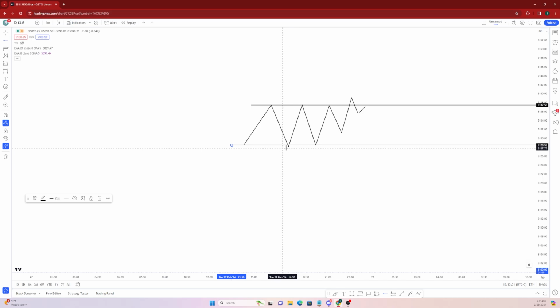Right on the opposite side of this low point right here. So traders getting long, stop loss right below here. What happens if price trades below that support point? They're going to get stopped out.